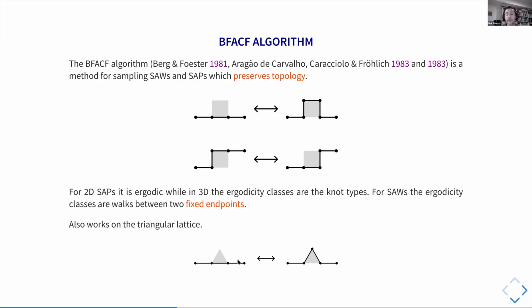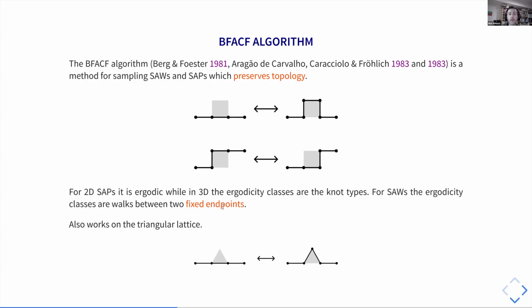For the triangular lattice, it's even simpler. There's only one move and its inverse. All I have to do is look for an edge and then look at the adjacent vertex. If it's unoccupied, I can just bump out that edge and I get this. Or I can do the reverse. If I've got this bend here, I can shrink it back down to a single edge.